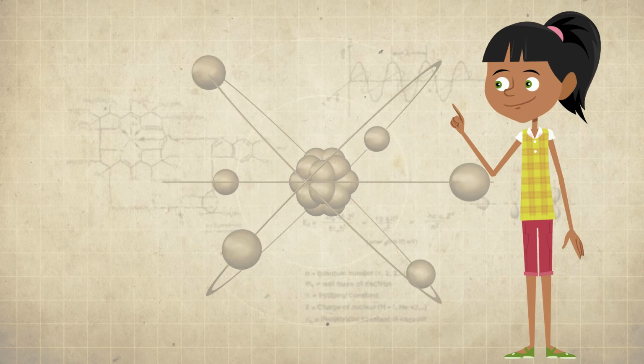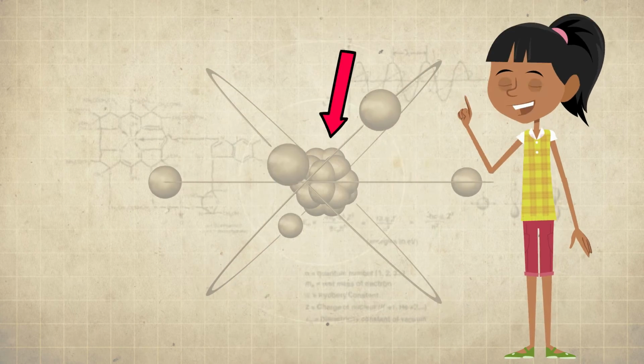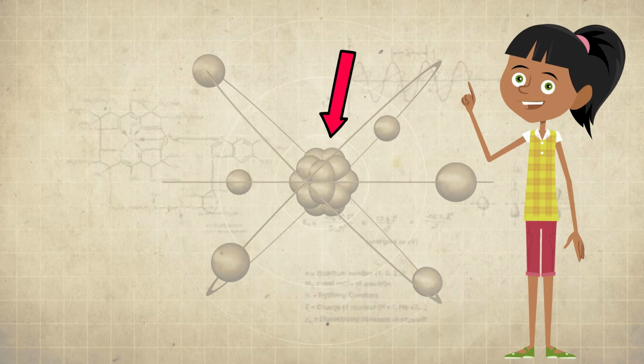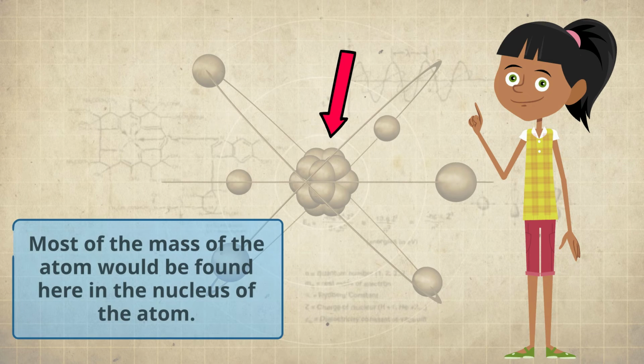The center of an atom is called a nucleus. The subatomic particles that can be found in the nucleus of an atom are called protons and neutrons. These particles are collectively known as nucleons. Most of the mass of the atom would be found here in the nucleus of the atom.